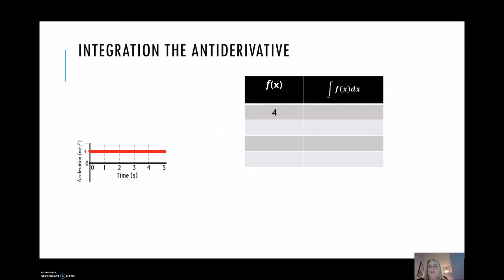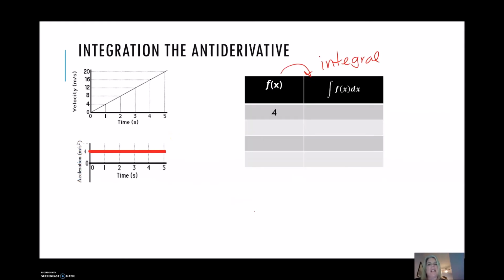Okay, so let's take a look. We have an acceleration graph, and the acceleration graph is just 4, right? And so we want to take the integral of 4, which means we're going backwards to our velocity graph.